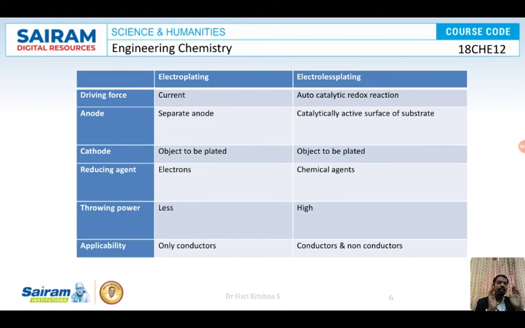Electroplating can be applied only for conductors because there is an anode and cathode and we are applying current. When you are applying current, only conductors can allow current to pass, right? Electroless plating can be used for conductors and non-conductors. Non-conductors cover large objects, from your pen, bottle, ceramic, tiles, everything it will cover.